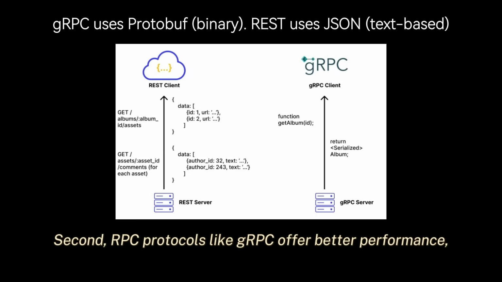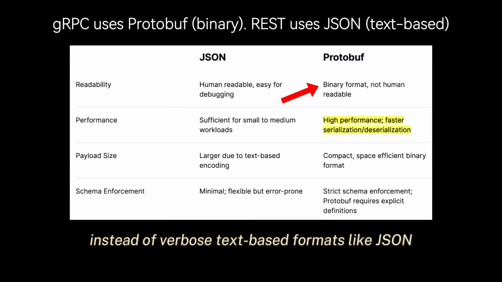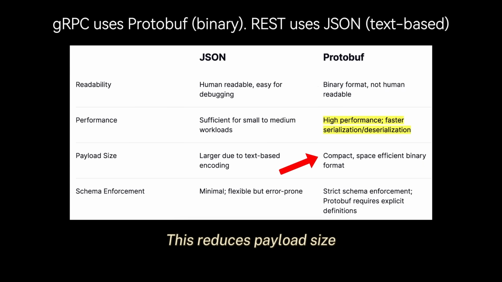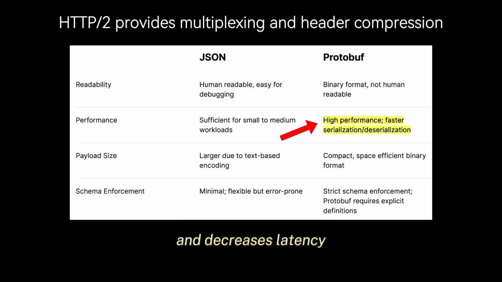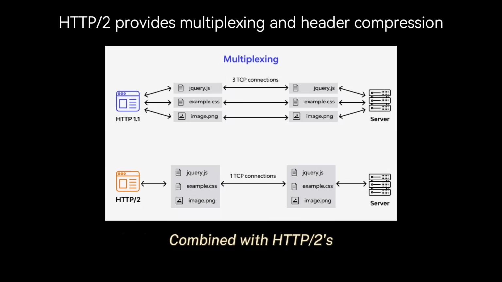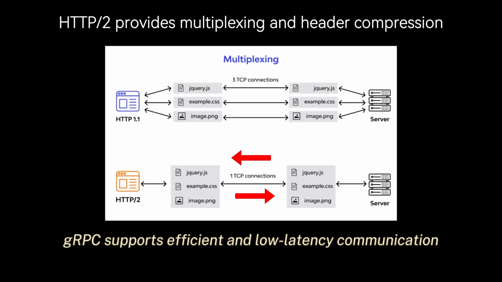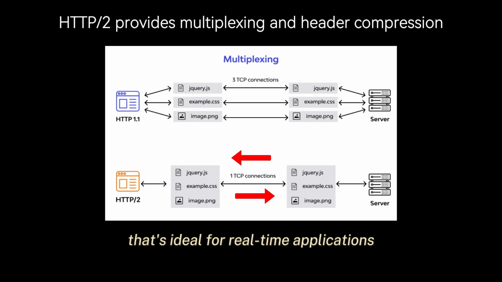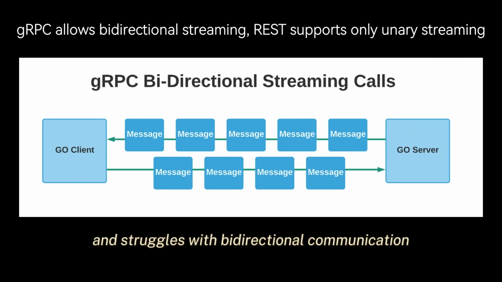Second, RPC protocols like gRPC offer better performance, particularly because they use compact binary formats like protobuf instead of verbose text-based formats like JSON. This reduces payload size, improves serialization and deserialization speed, and decreases latency. Combined with HTTP2's multiplexed streams and header compression, gRPC supports efficient and low latency communication that's ideal for real-time applications or high-throughput systems.